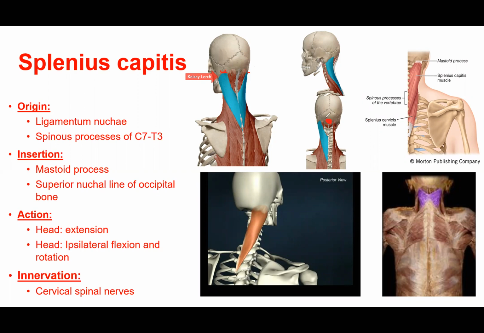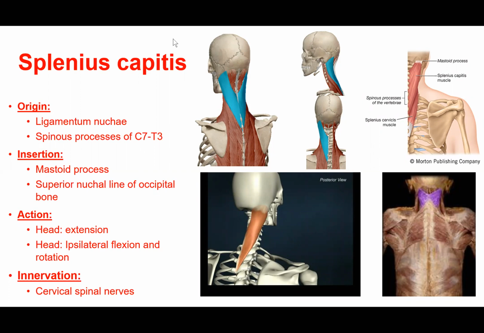You have a couple of lines that run with those bumps. You have a superior line that runs with that bump, and then you have an inferior line that runs with that bump. The superior line is the superior nuchal line, and that's the one that the splenius capitis is going to insert into. In terms of motion, what kind of motion is the splenius capitis doing? It is going to do head extension.